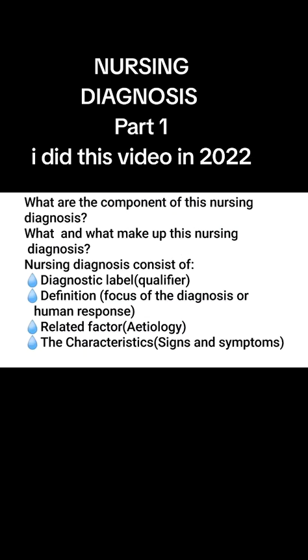This nursing diagnosis, what does it consist of? The nursing diagnosis consists of 4 features or components, which are label, which is also known as the qualifier or adjective. The second one is definition, which can also be called the human response. We have the related factor, which is also called the cause or the etiology. We have the characteristics, which are the signs and symptoms the patient presents.